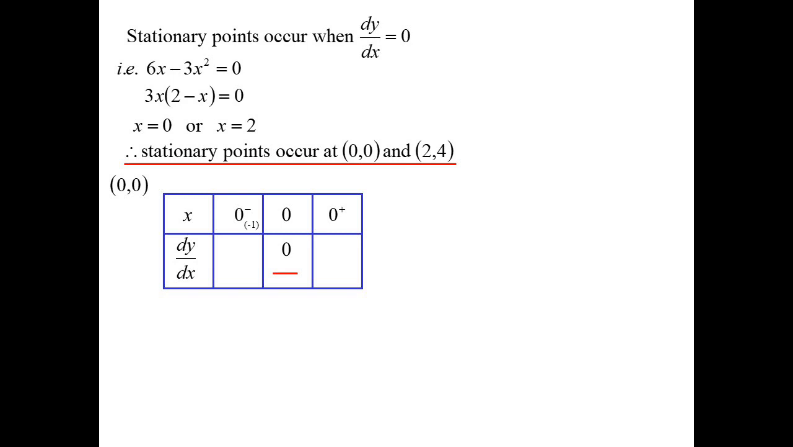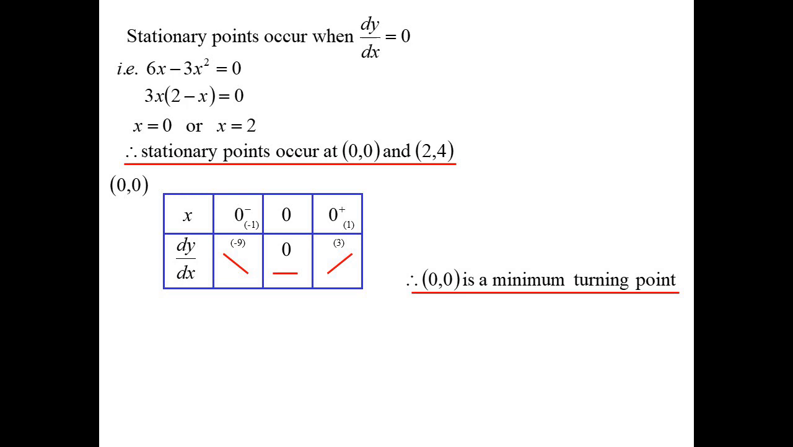So on the left-hand side, I'm going to choose -1. 1's always an easy number to work with. And I get -9. It's going down. So again, I'll just draw myself a line there to say, right, it's going down. On the right-hand side, I'll choose +1. And I get 3, it's going up. Now, my little diagram of the tangents there shows me clearly what the curve's doing. It's going down, stationary, going up. So it must be a minimum turning point.